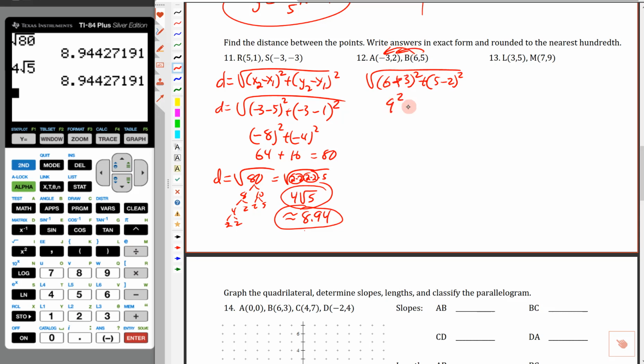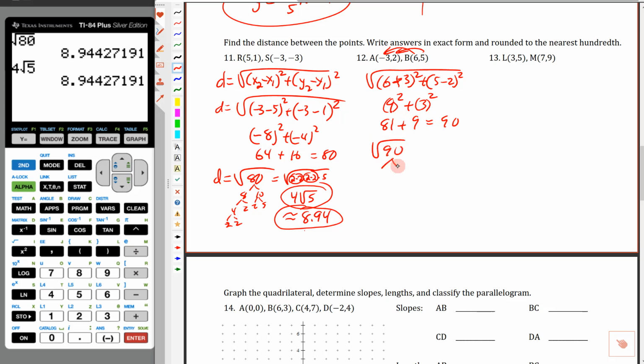So this is going to be 9 squared. This is going to be, let's see, we've got a 3 squared here. And again, there's not an absolute need for parentheses on there, but it's not a bad idea if you do. So this is going to be 81 plus, let's see, not 3 squared, that's going to be 9, so we get 90 right here. So this is the square root of 90.